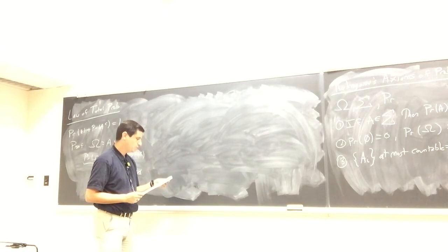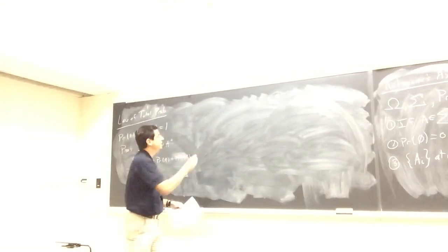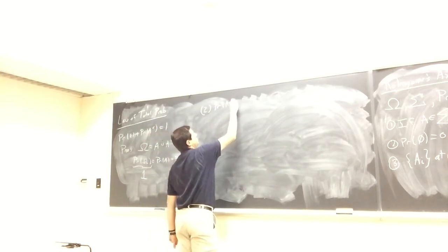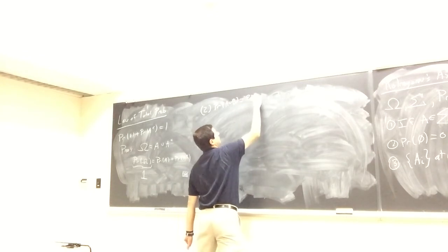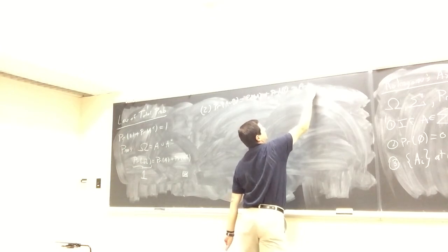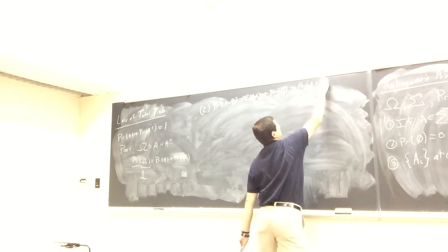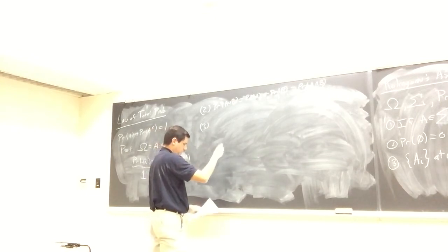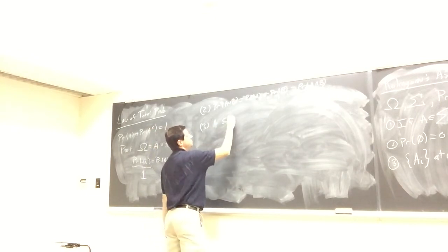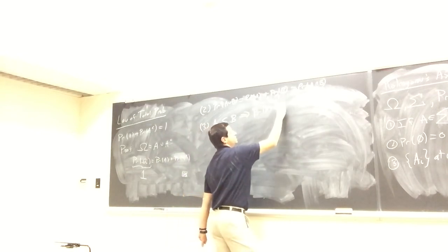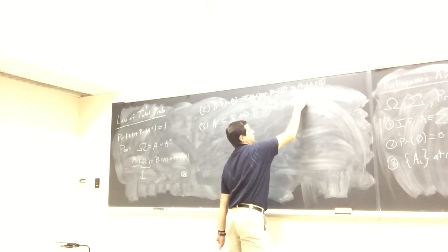Okay. The next one was the probability of A union B is probability of A plus probability of B minus probability of A intersect B. We've just done that. So I'll just write this here as 2. Probability of A union B is probability of A plus probability of B minus probability of A intersect B. All right, we've done that. The next one is the inclusion one. If A is contained in B, then the probability of A is less than or equal to the probability of B.